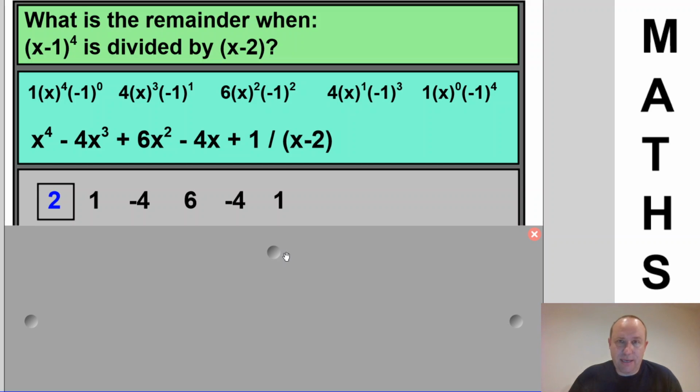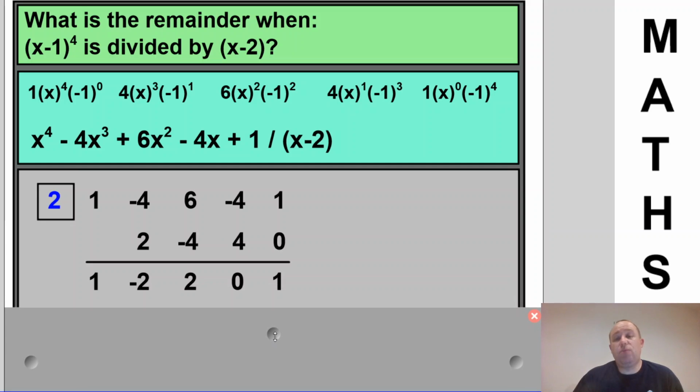I'm doing this by synthetic, but you could do it by long division if you prefer. You would come up with this answer. And remember, this very last number down here is actually your remainder. This tells you what the quotient is. So this would be 0, 2x, negative 2x squared, 1x cubed. So x cubed minus 2x squared plus 2x with a remainder of 1. Now the question this time only says what is the remainder. So the answer would just be 1.